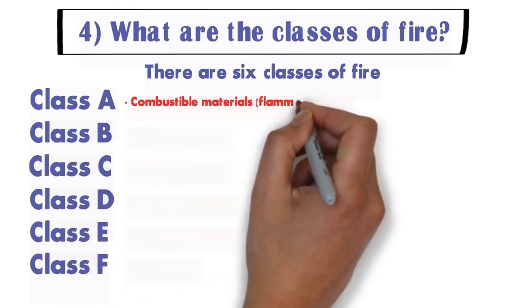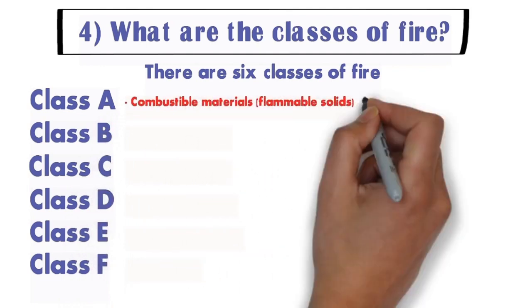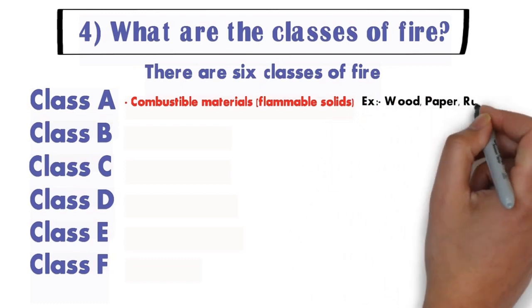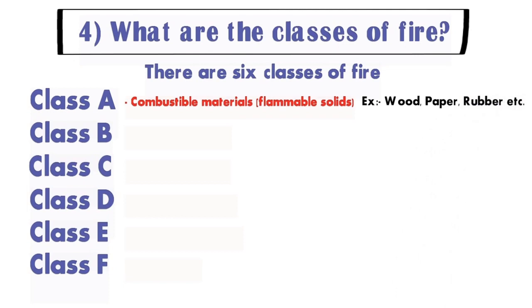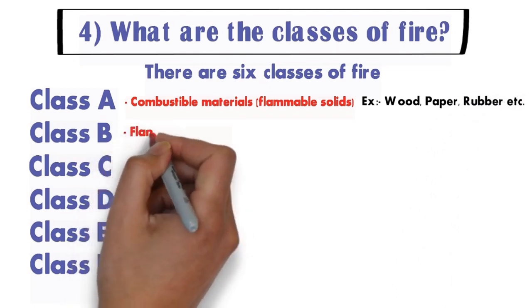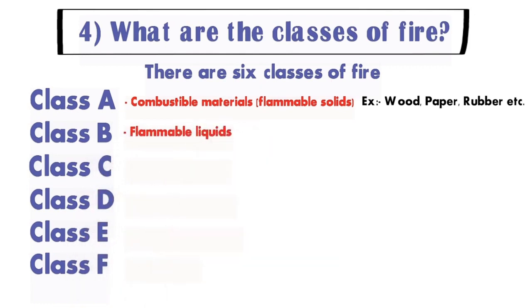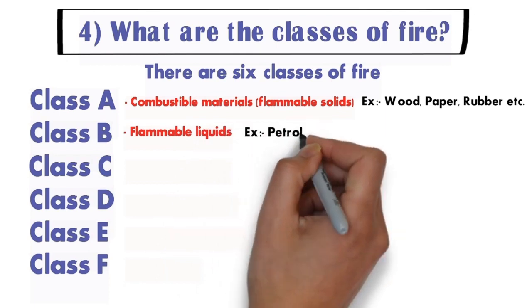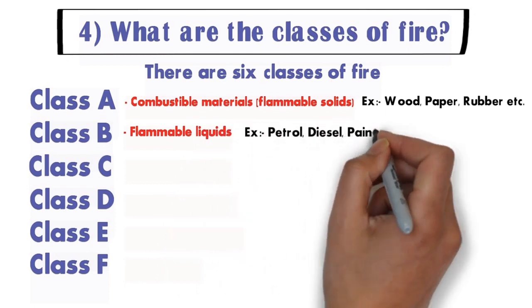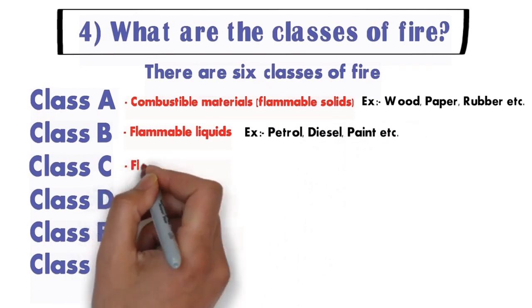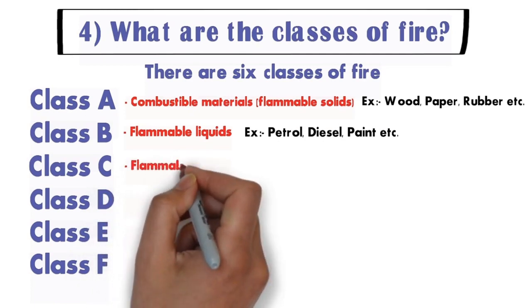Talking about class A, we are talking about combustible materials, flammable solids. Examples: we have wood, papers, rubbers, and the likes. Solid materials generally, you can add yours in the comment section. Class B talks about liquid. A very quick way to remember class A, class B, and class C is our normal classification of matter: solid, liquid, and gas. So class B talks about liquid, such as your petrol, your diesel, your paints, and the likes.